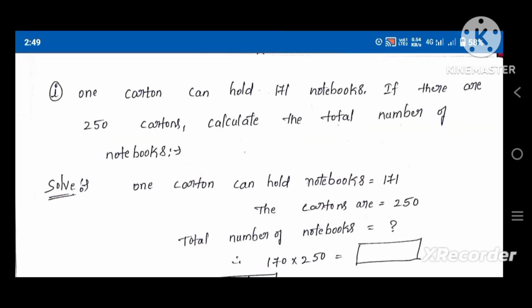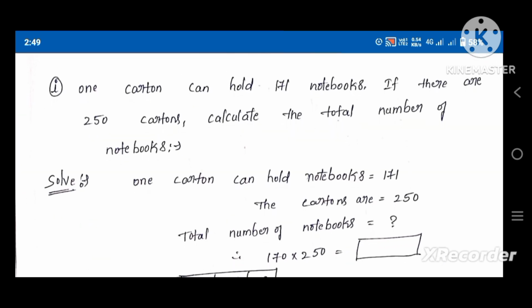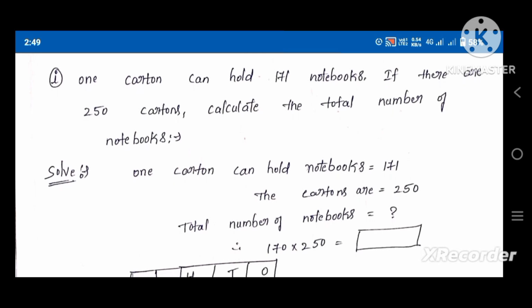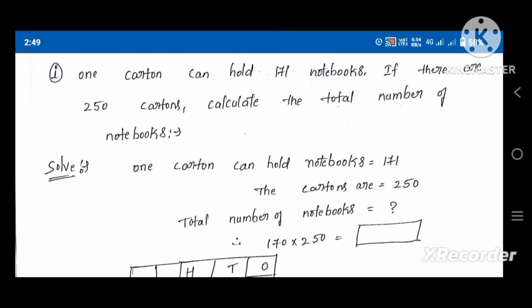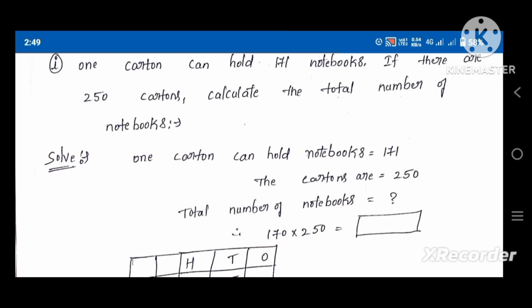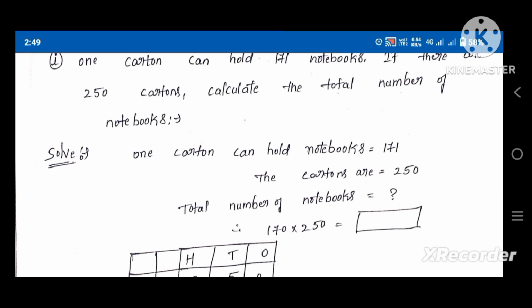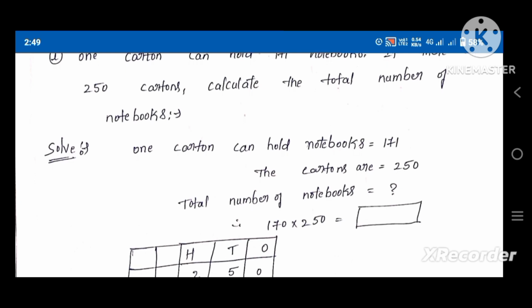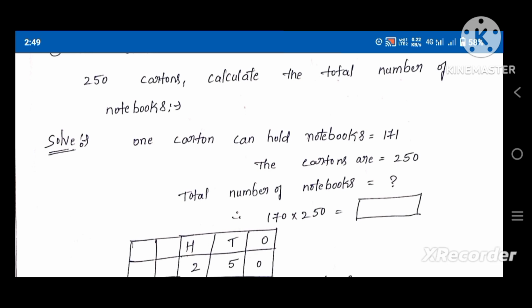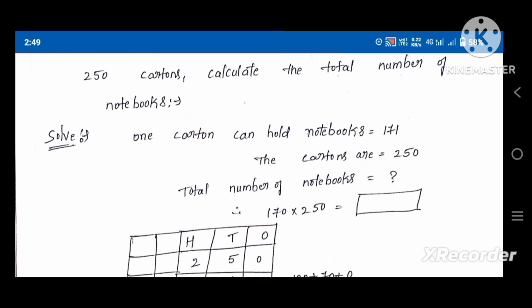Number I. One carton can hold 171 notebooks. If there are 250 cartons, calculate the total number of notebooks. Solve. One carton can hold notebooks is equal to 171. The cartons are 250. Total number of notebooks we find.